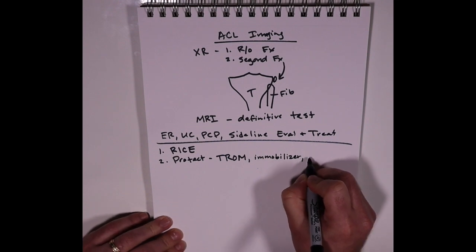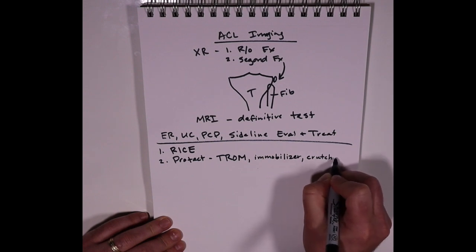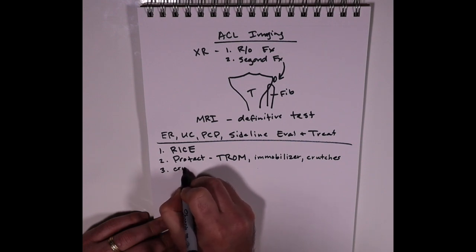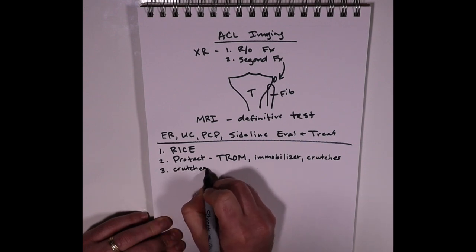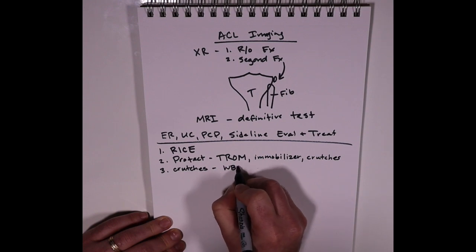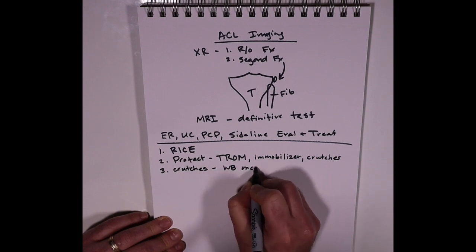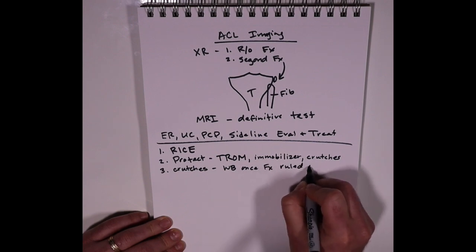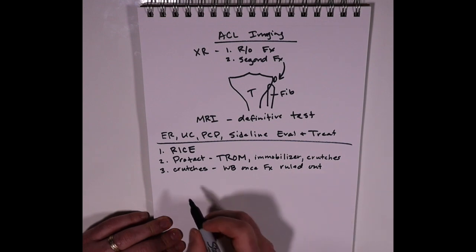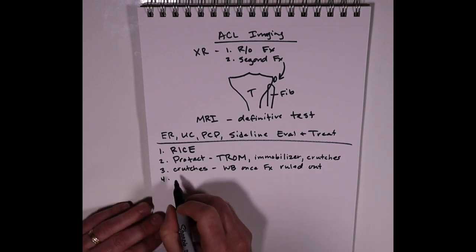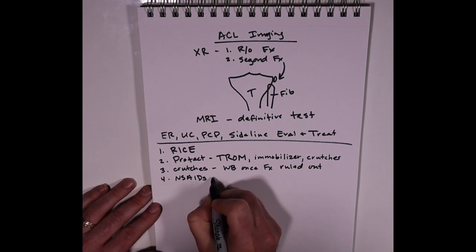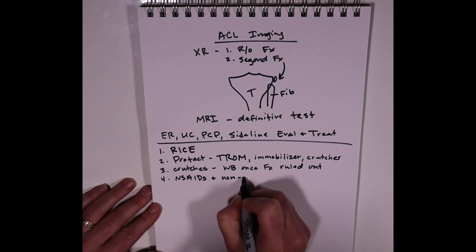The other option is just simply use crutches and have them non-weight bearing. And as far as crutches go and weight bearing, they can be allowed to weight bear once fracture is ruled out. And that would be to tolerance. Next, fourthly, NSAIDs and non-opioid pain management.